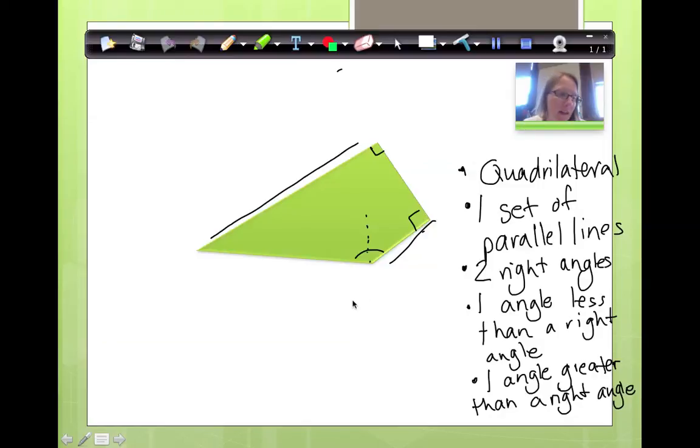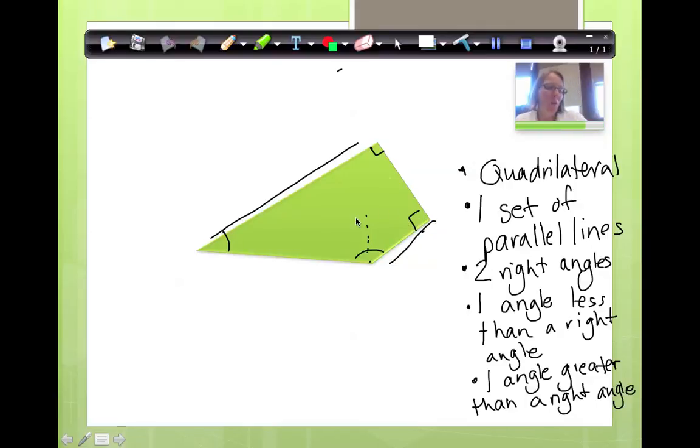I think that pretty much covers this one. We've covered the parallel lines, we've covered the number of sides, we've covered right angles, greater than right angles, less than right angles. We've covered a lot of things. So we've come up with 1, 2, 3, 4, 5 different attributes for this shape. Now remember, an attribute is just a specific characteristic. We've said that 1 angle is less than a right angle, 1 angle is larger than a right angle, and 2 are right angles.